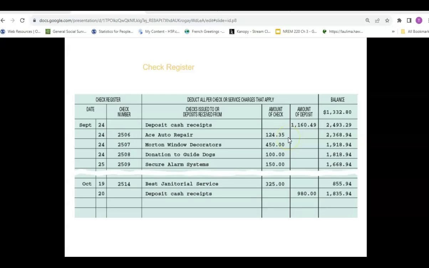Okay, we would then record this $124.35 check that we wrote. Because this is money that we are moving out of our bank, we subtract $124.35 from our balance. Okay, and that gives us this amount. And then we just keep subtracting our debits and then add any credits such as deposits. Okay, so again, your check register is just a nice record of all of your checking account transactions that you make.